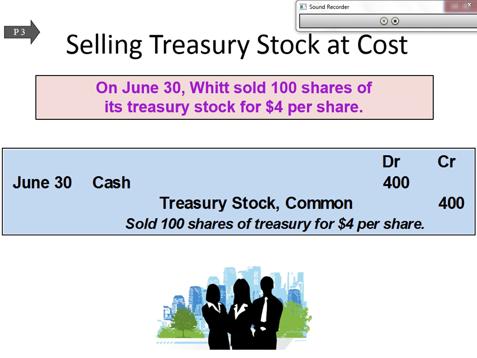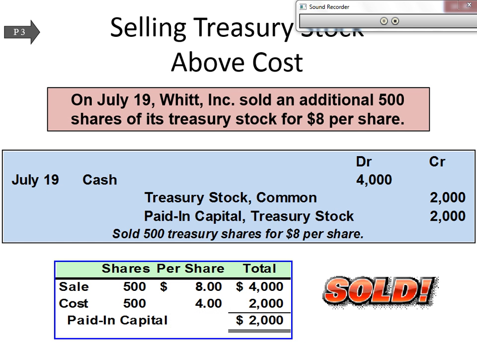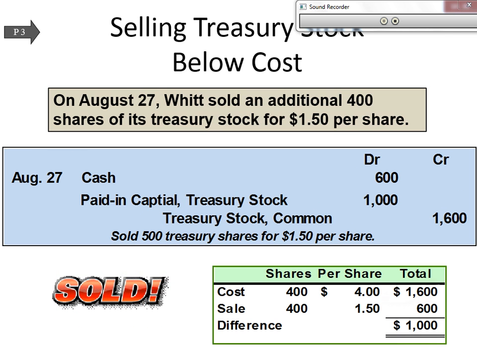So what happens when they purchase their own stock and then turn around and sell it? They purchased it for how much? $4, and they turned around and sold 100 shares of those for $4, which is the same price they purchased it for. They sold an additional 500 shares, but the price went up how much? $4 more, so it went up to $8. They made an excess of paid in capital of $2,000 at that $8 per share. Paid in capital has now increased by $2,000.